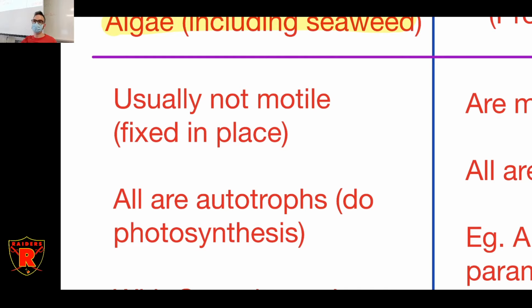They're all autotrophs. That's the one key thing that makes you a plant-like protist: do you do photosynthesis? If you do, you're a plant-like protist. That also means they're usually green, because they use chlorophyll to do photosynthesis. With some exceptions: red algae is also photosynthetic and a plant-like protist, but it's red. It uses a different chemical to do photosynthesis, but it's still a plant-like protist.